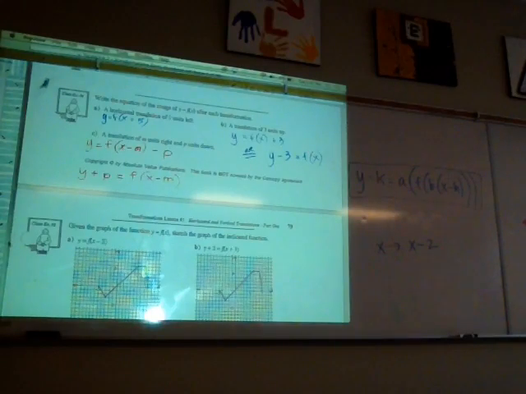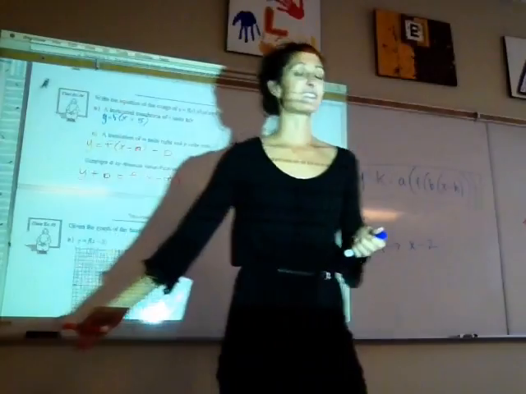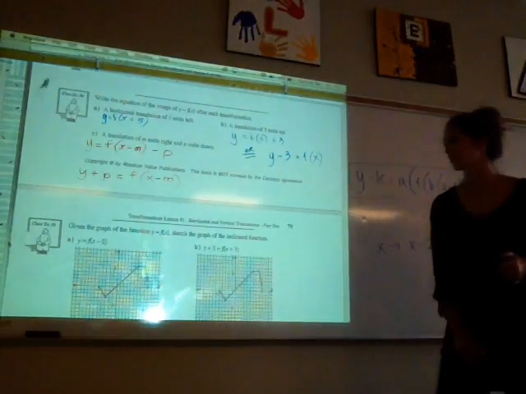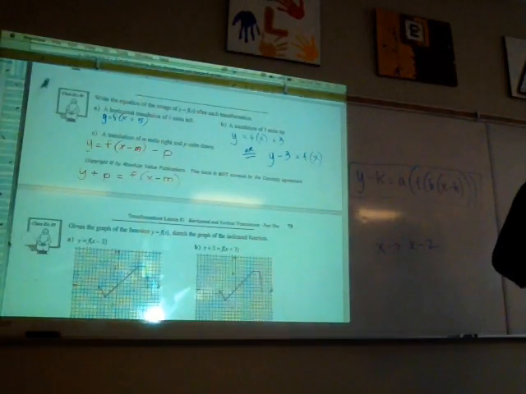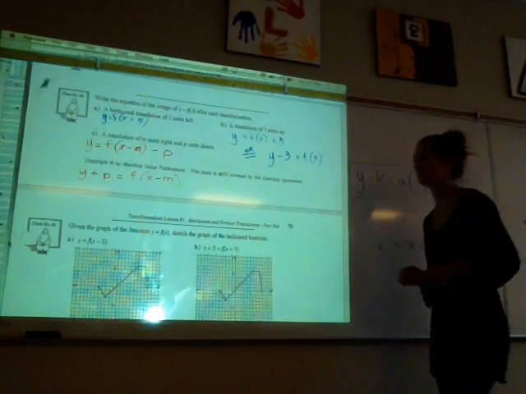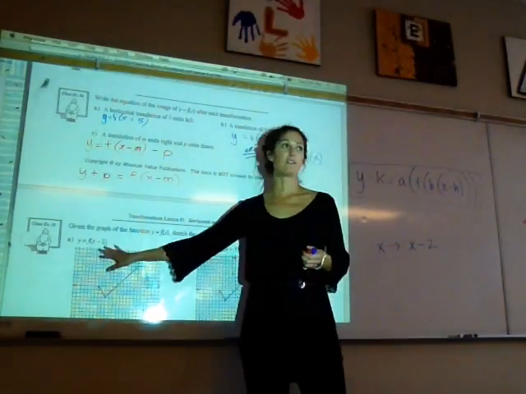Okay, you're back. Any questions? No? Okay, on the next page, you're given a function that's graphed, and you need to apply the indicated transformation. Y equals f of x minus 2.